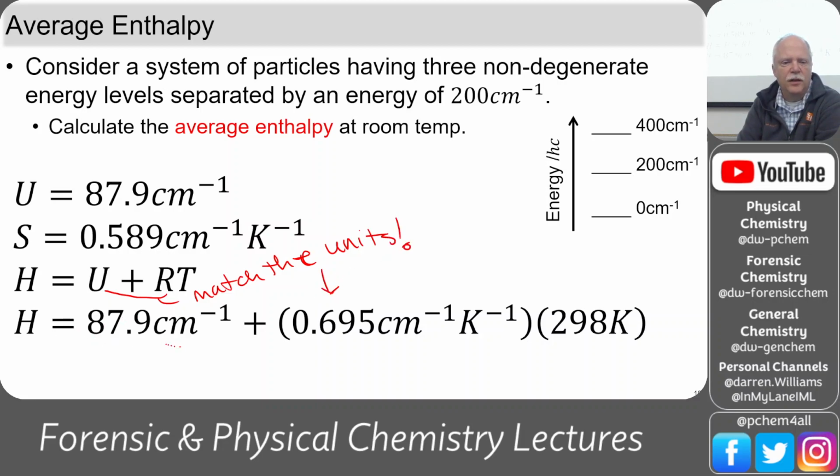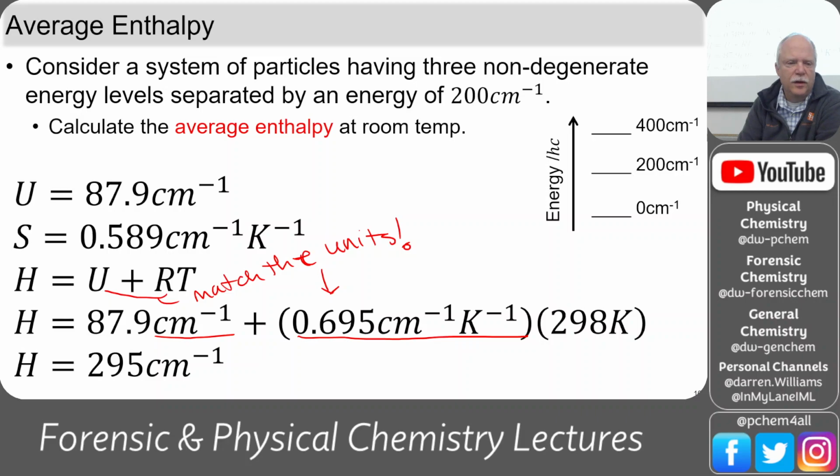So since our internal energy is in wave numbers, we use the 0.695 wave numbers per Kelvin times the temperature. So here's our enthalpy, 295 wave numbers. So this is the total amount of heat that's available in the system. Another way to think of it.